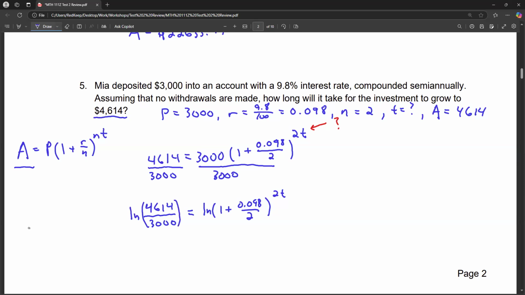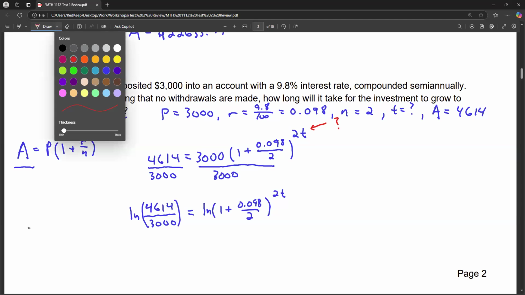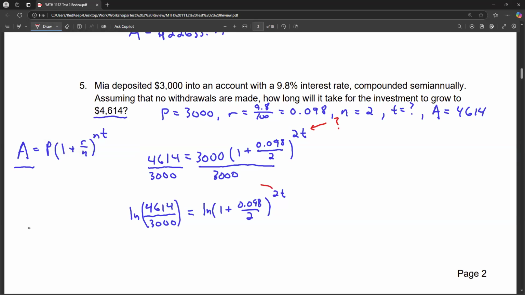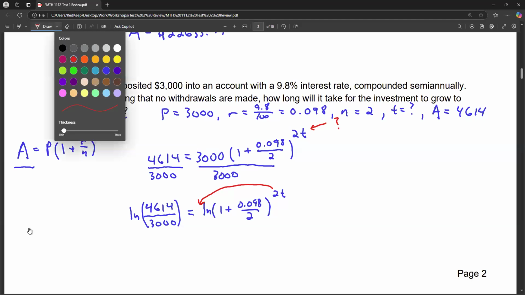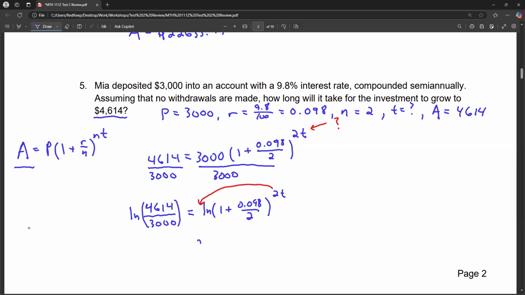So the natural log, or any logarithm, has this cool property in that the exponents will come down and plop right down here and become the new coefficient of the logarithm. So let me go ahead and update our results. That indicates to me that 2t will now be on the outside of the exponent position. It'll be a coefficient. Everything else is going to stay the same. Try not to change that decimal value on us. And then we'll still have this equal to the natural log of 4,614 over 3,000.